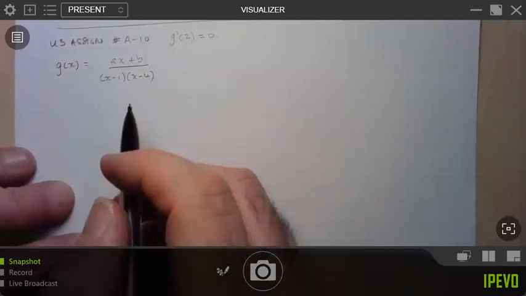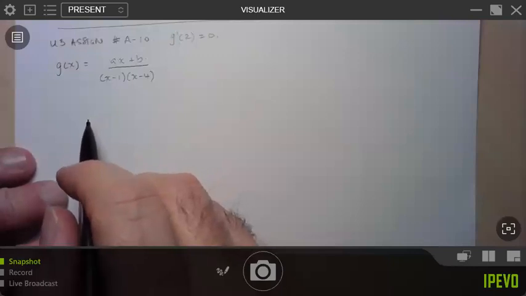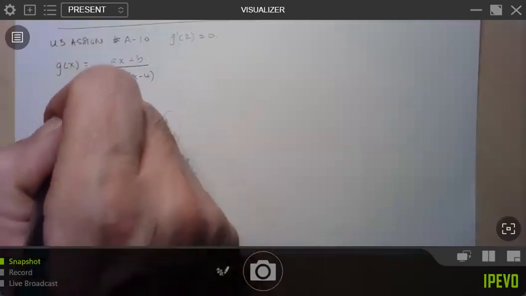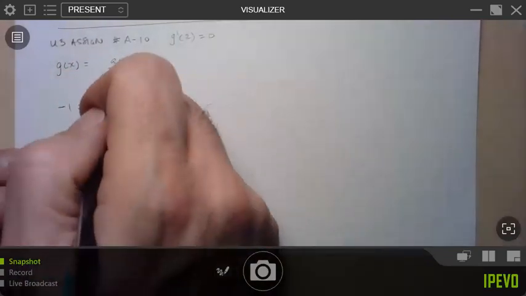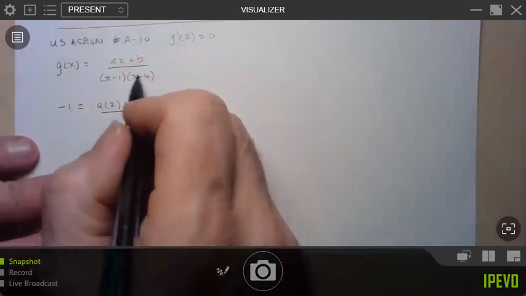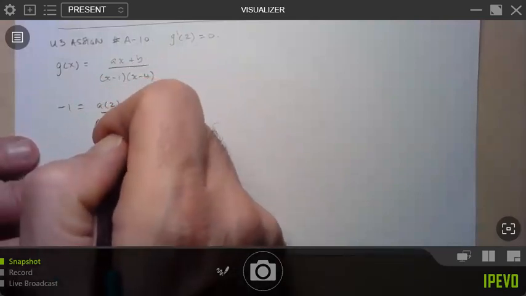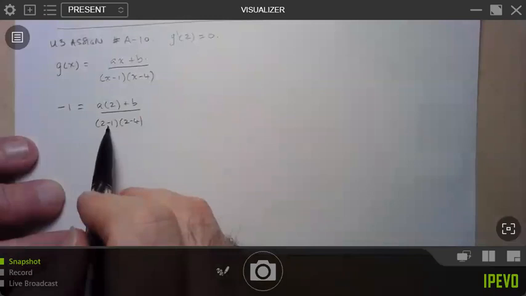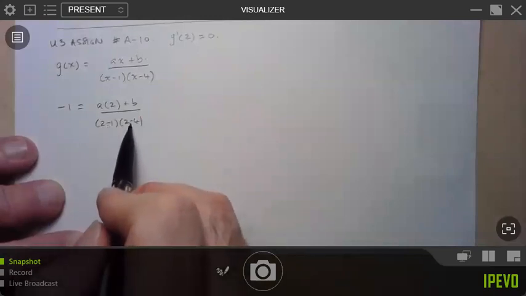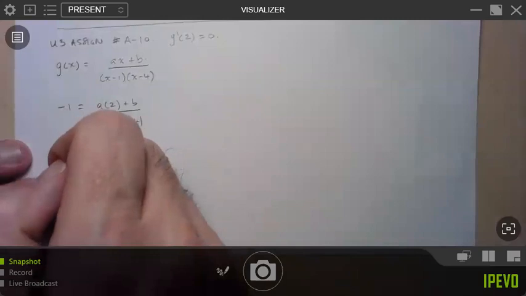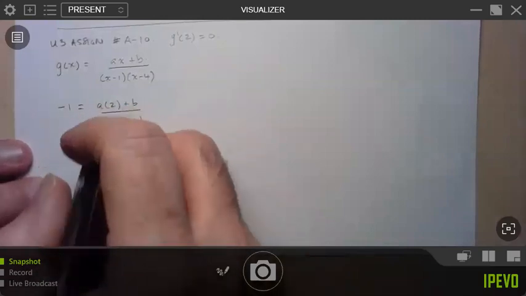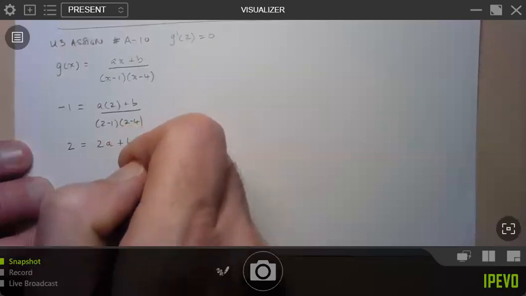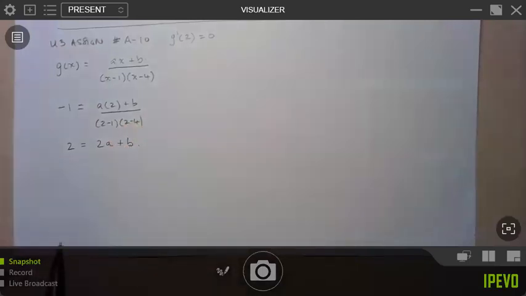So that's why I'm going to start by inputting the point (2, -1). When y is -1, x is equal to 2. So we have a times 2 plus b over 2 minus 1, 2 minus 4. So what does that give us? 2 minus 1 is 1, times -2, which I'll multiply to the other side. So that's going to be positive 2. So what we have is 2a plus b is equal to 2. Okay, so we have one equation for these two unknowns.